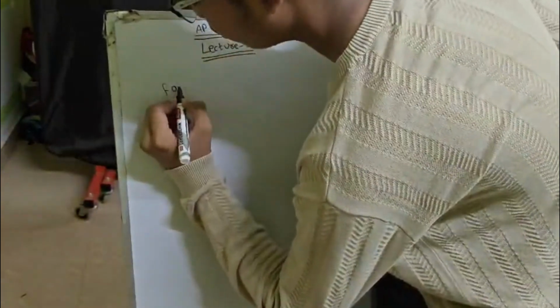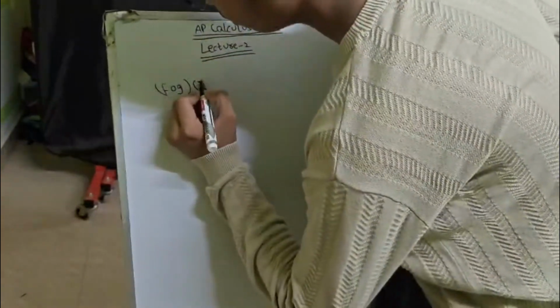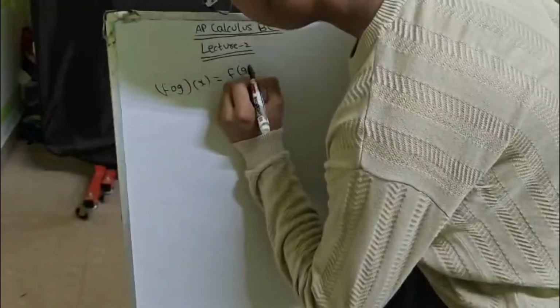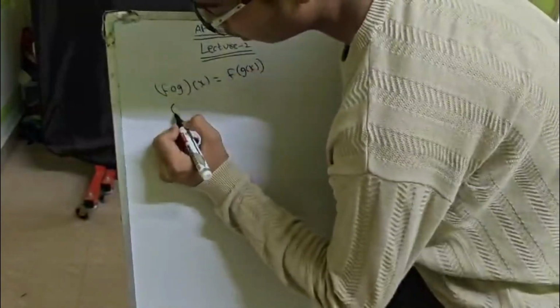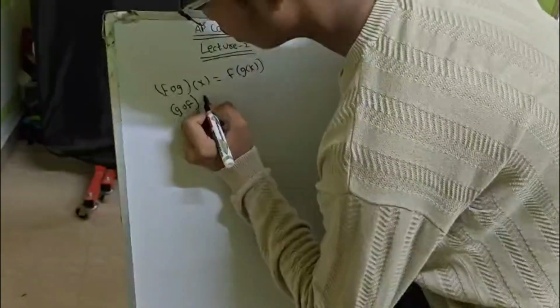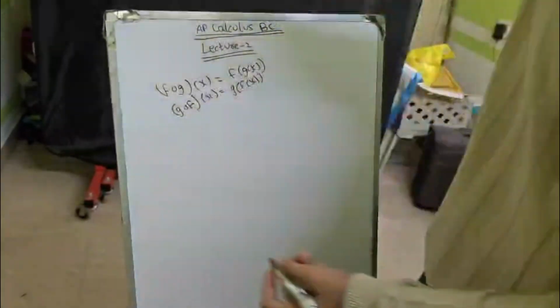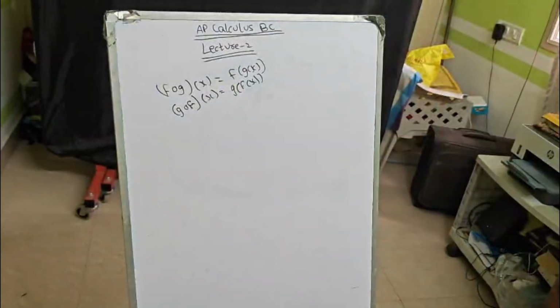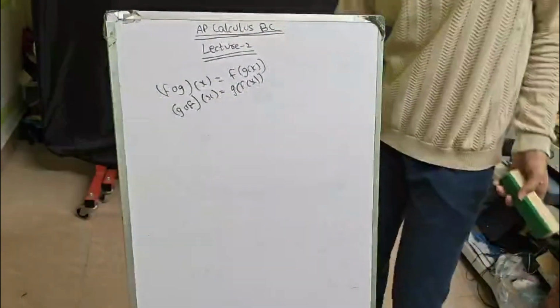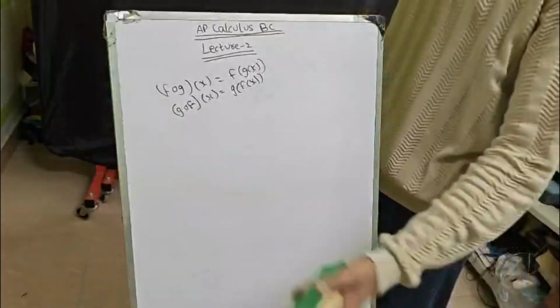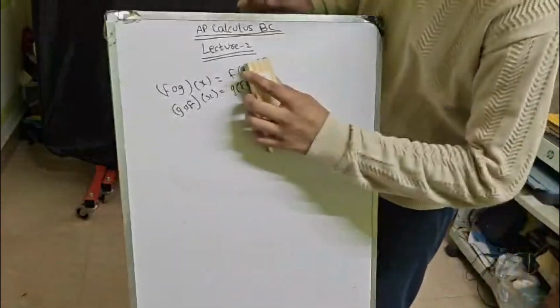Okay. Now let's dive into composite functions. f∘g of x equals f of g of x, and obviously using the same method, g∘f of x equals g of f of x. So this is just the same, a very useful property, but not so tough. So just take the notes. Feel free to pause the video, and I'll move on.